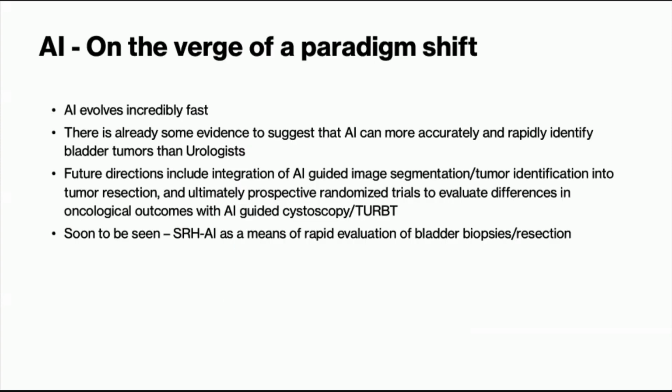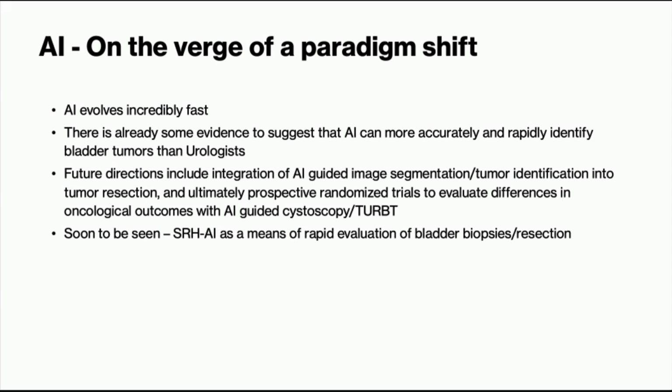So overall, AI, we're on the verge of a paradigm shift. It evolves incredibly quickly. There's already some evidence to suggest that we can more accurately and rapidly identify lesions compared to expert urologists to some degree, and future directions that are still pending. What might it look like to integrate AI to help guide your transurethral resection? Could it tell you areas of the image that you still need to resect? Could it tell you that your margin needs to be taken further? And once we do start seeing it used in vivo in actual studies, could we then expect that there's going to be prospective randomized trials to evaluate the differences in outcomes with the use of AI-guided cysto or TURBT? I think it's very likely, but it's a matter of time.